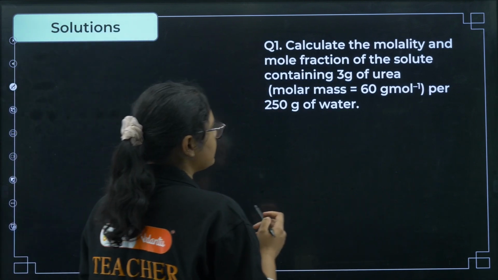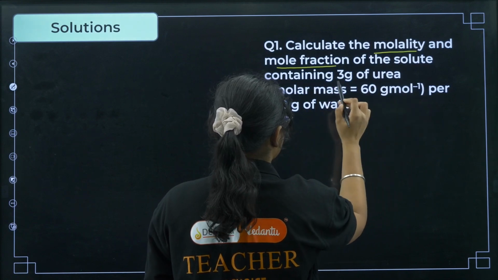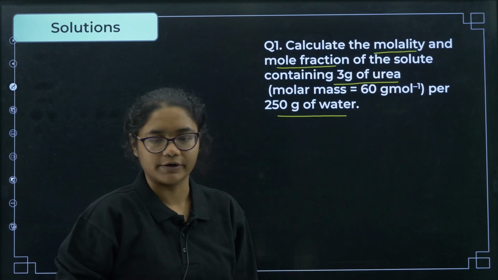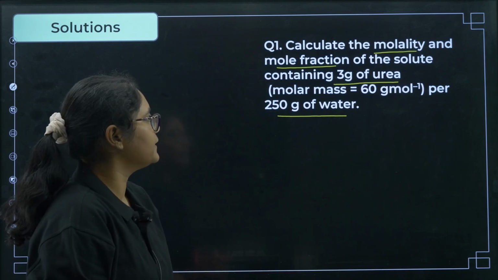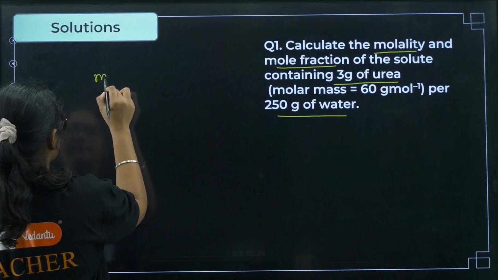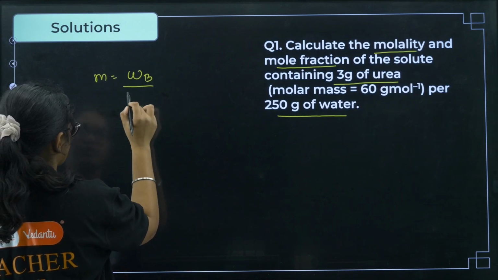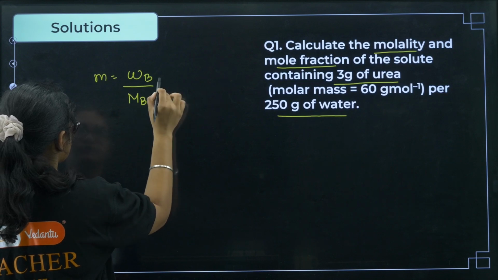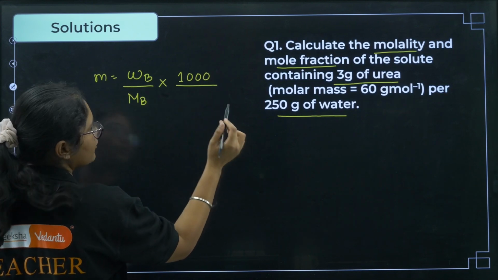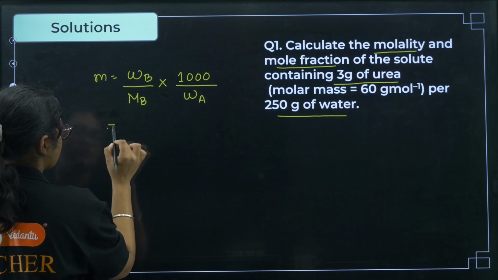Question: calculate the molality and the mole fraction of the solute containing 3 gram of urea per 250 gram of water. If you want to calculate molality, what will be the formula? We know molality is W_B, the mass of the solute, divided by the molar mass of the solute, into 1000, divided by the mass of the solvent.